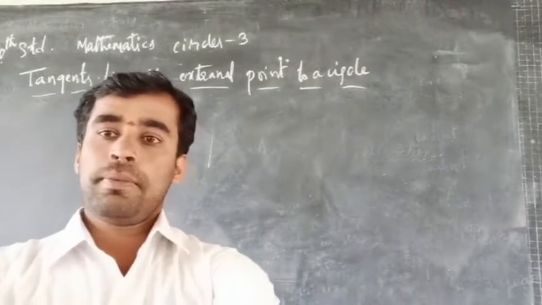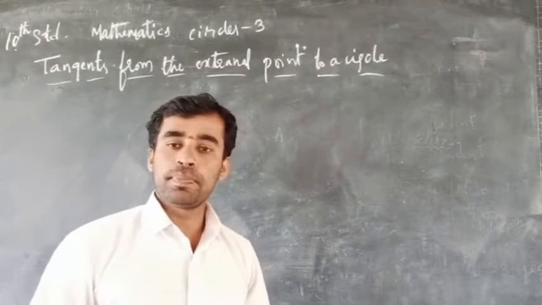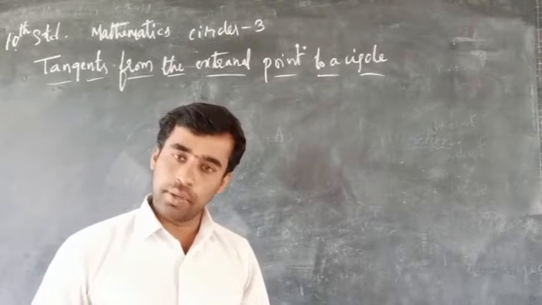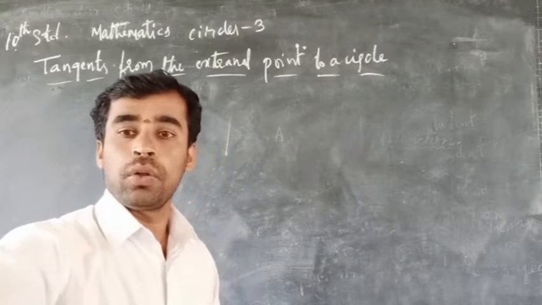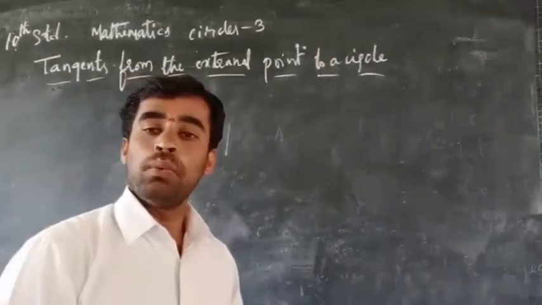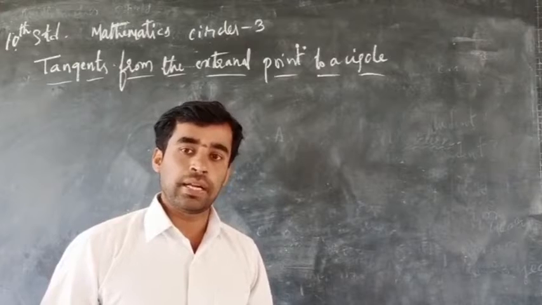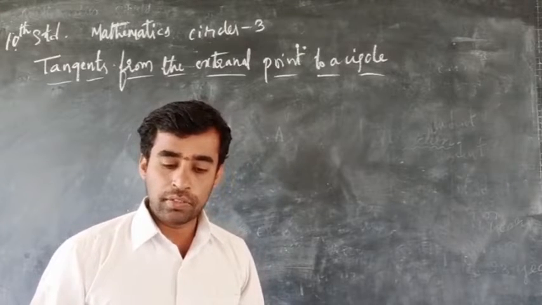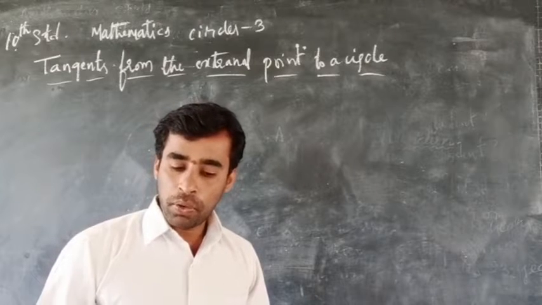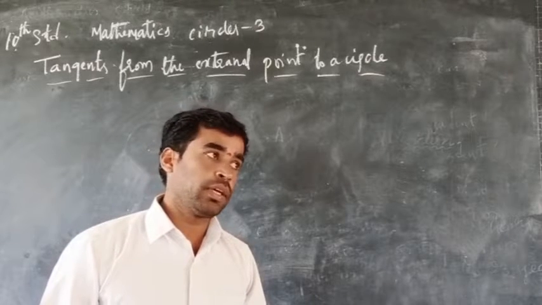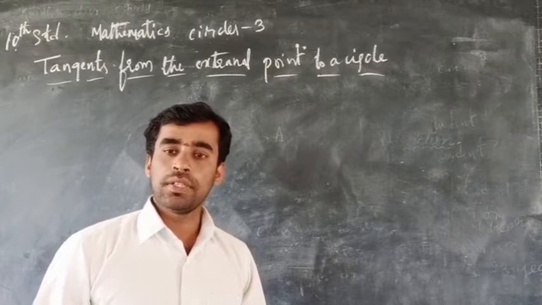In the last class we discussed that the radius is perpendicular to the tangent at the point of contact, and we also proved that theorem. I also said two important corollaries: we can draw only one tangent at any point on the circumference of a circle, and the perpendicular to the tangent at the point of contact passes through the center of the circle. These are the two corollaries and the theorem that we discussed in the last class.